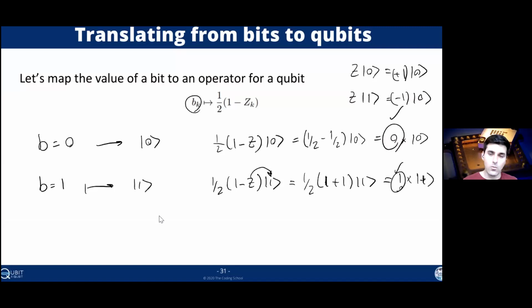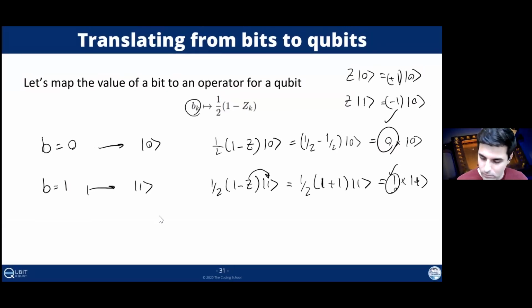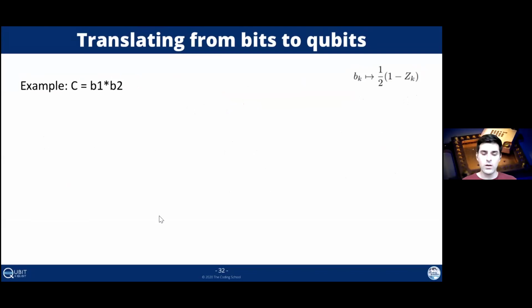And again, this checks because I wanted to get a value of 1 when I apply the corresponding operator to the 1 state. So this way, I can go throughout my cost function and replace each of the bits that I have in the cost function with the corresponding qubit operator for that state. Okay, let's see that in action now. I want you to take a minute or two to think about these examples, and then we can go through them together. So what would the Hamiltonian look like when I translate this cost function from the classical language to the quantum language?